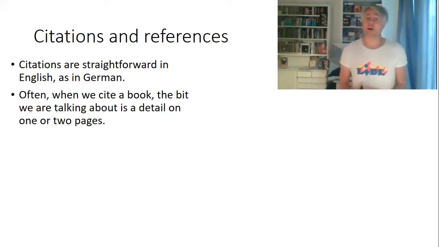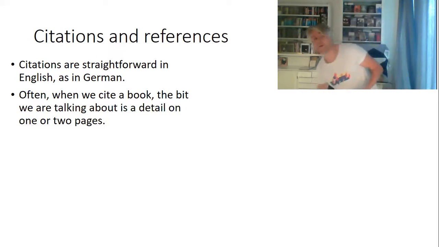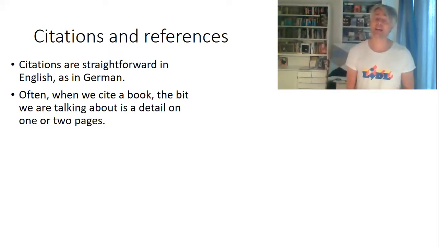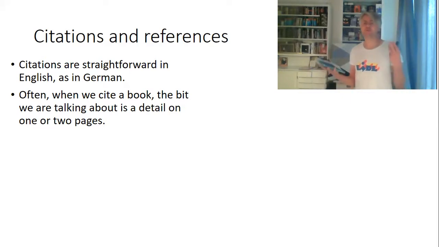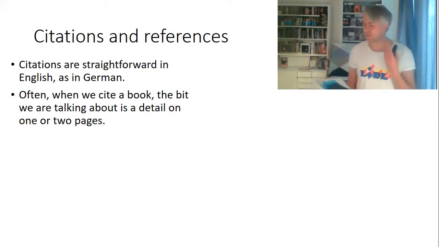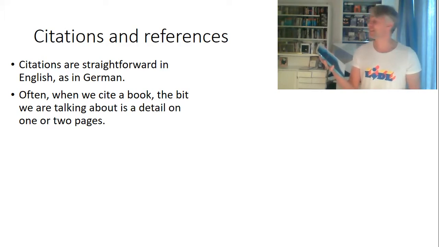Let's start from the beginning. Often when we cite a book, the bit we're talking about is a detail on one or two pages. Now I'm going to give you some real life citations, a lovely book actually. One reason why we read English literature is because the books have wonderful titles that we couldn't quite have in our own language. And this book's great. It's by a lady called Lena Dominelli, and it's called Feminist Social Work, Theory and Practice.